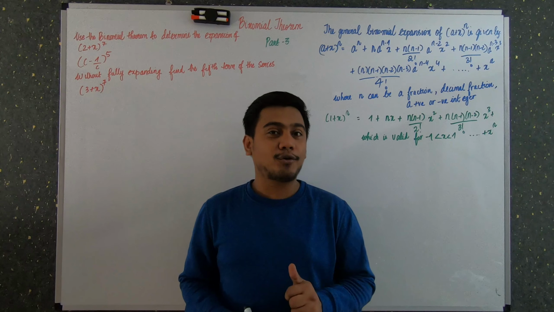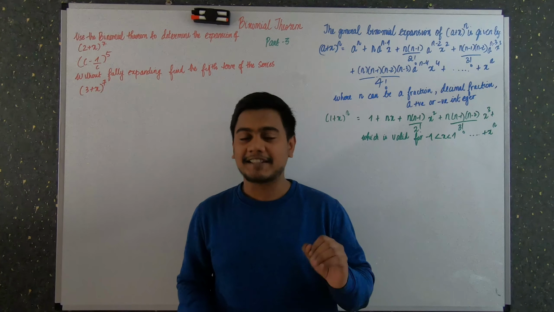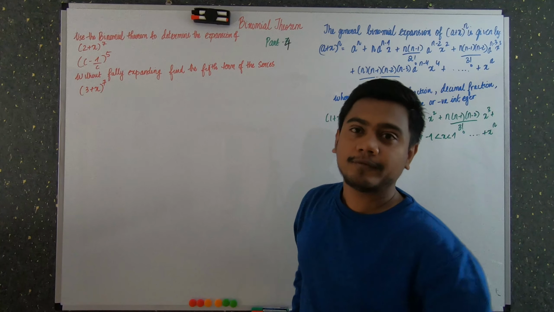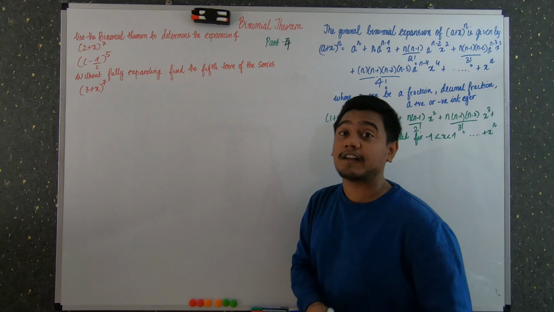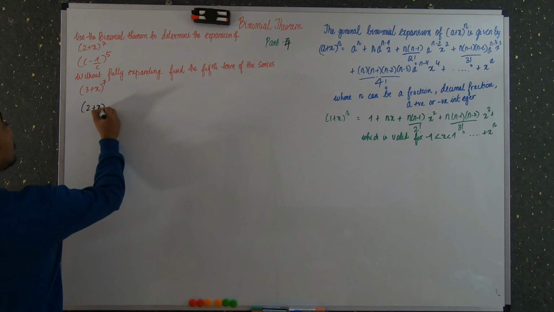So this is the part 4 on binomial series. Here we'll do further work problems on binomial series. So let's directly start with the problem. So this is the part 4. Okay, so let's directly start with the first problem. 2 plus x the whole raised to 7. Okay, 2 plus x a whole raised to 7.